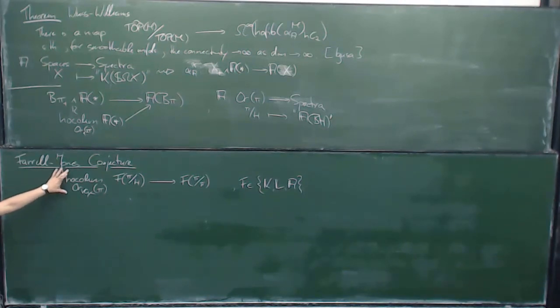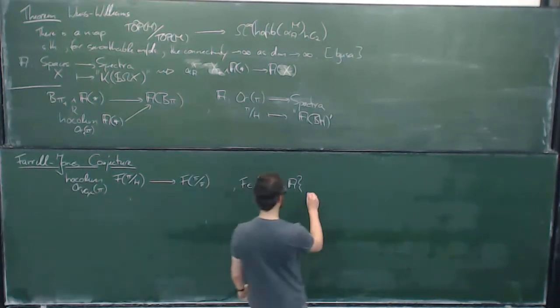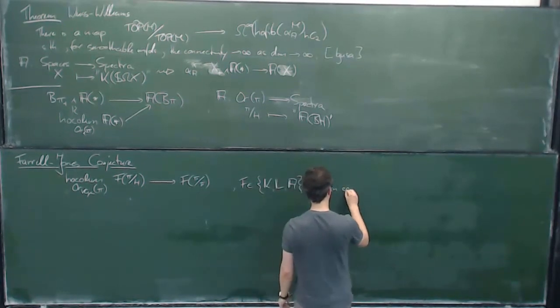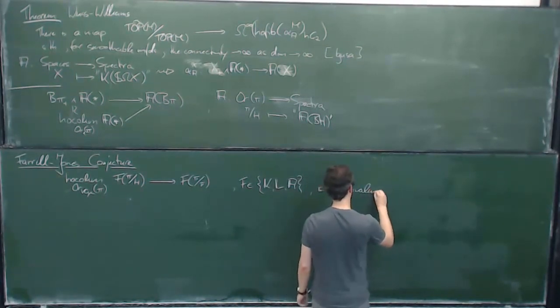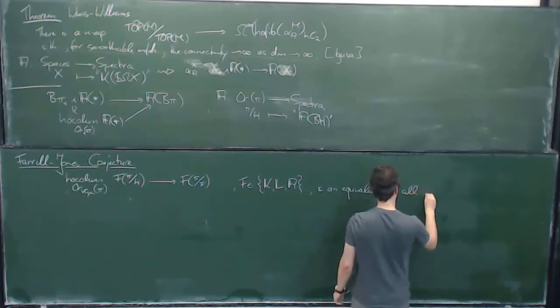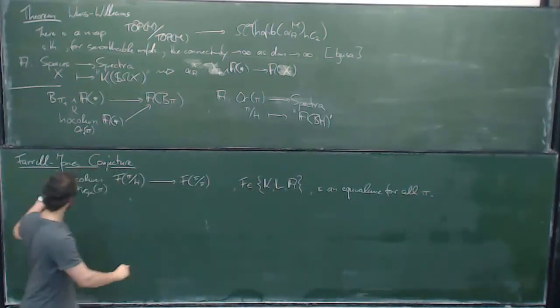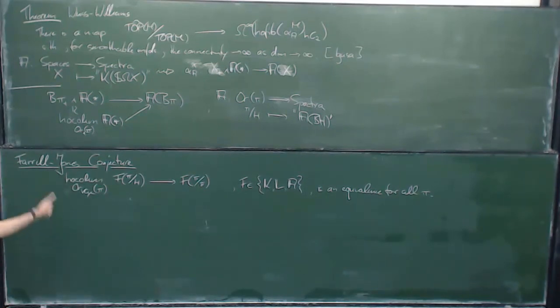If you look at this assembly map now, which the Farrell-Jones conjecture predicts to be, oh, I should maybe put a conjecture somewhere. So this is an equivalence for all pi. So if you phrase it this way, then we can remove the assumption that our group is torsion-free in the theorems that I had on the blackboard before about the K-theoretic and the L-theoretic assembly map. And you can also use different coefficient rings than just the integers. You can take any associative ring that you would like.